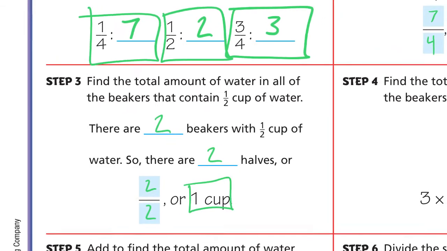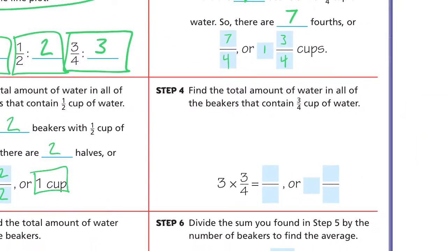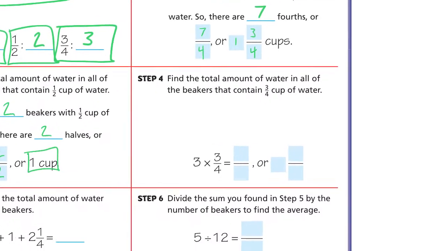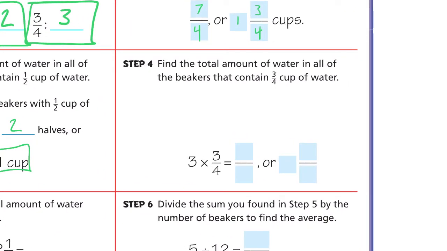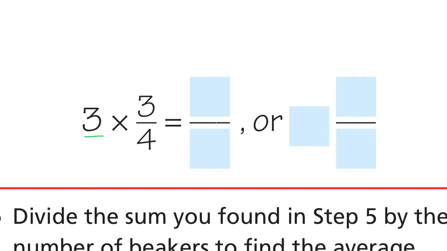And then step 4 is to calculate how many 3/4 cups were used, the total amount of water in the 3/4 cups. So I've got 3 of those, okay? I've got 3 of the 3/4 cups, and here we go. To figure that one out, I'm going to place a little 1 underneath that 3, multiply straight across my numerators, straight across my denominators. 9/4 as a mixed number is 2 and 1/4.